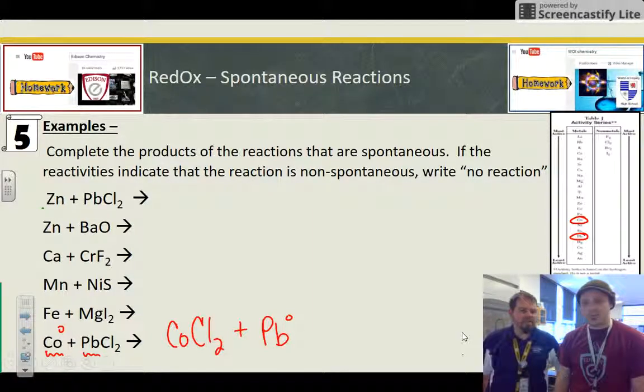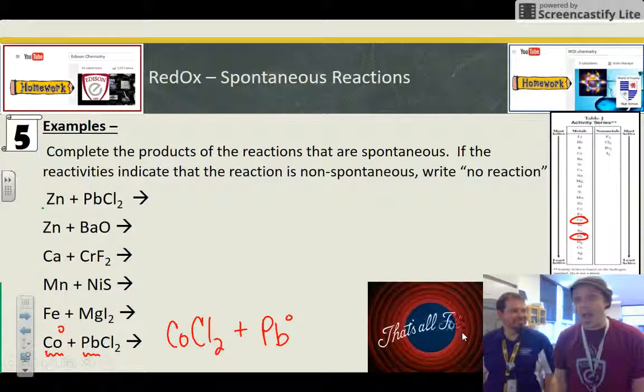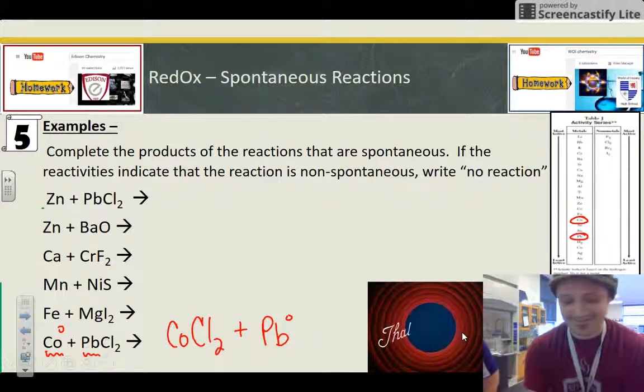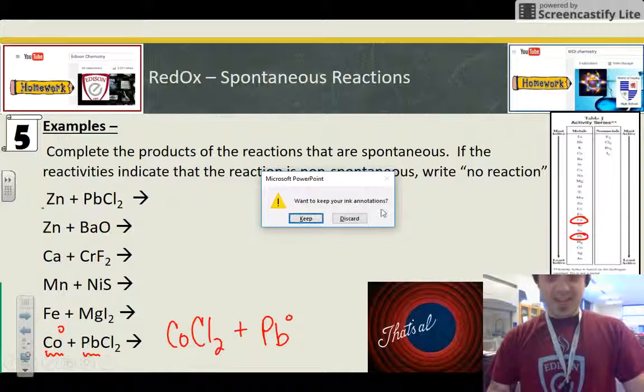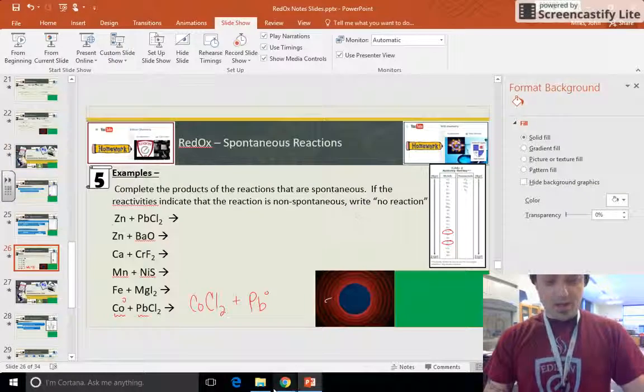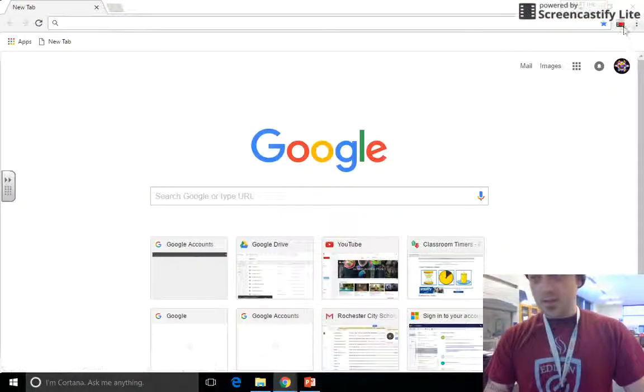Oh, absolutely. And guess what? That's it. Go ahead and say it. That's all, folks. See you later. Discard my annotations. Let's see if we can finish this.